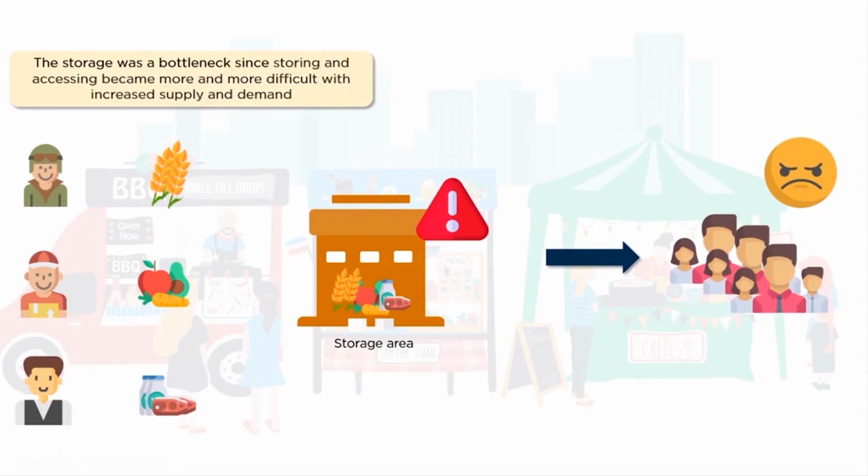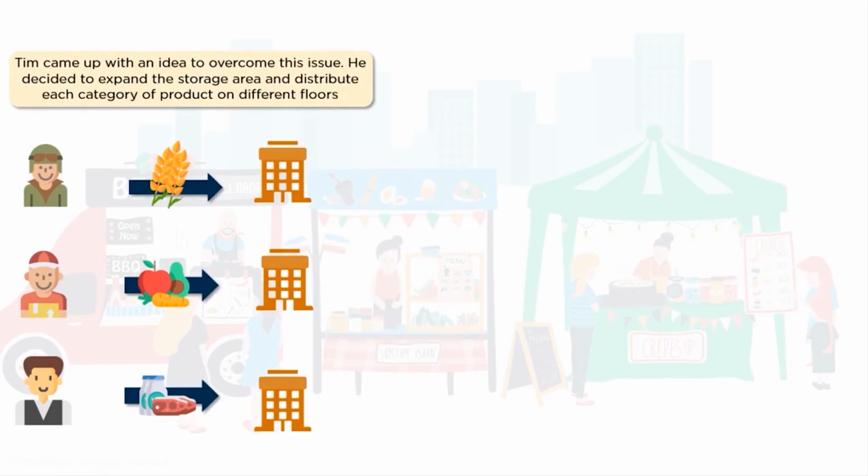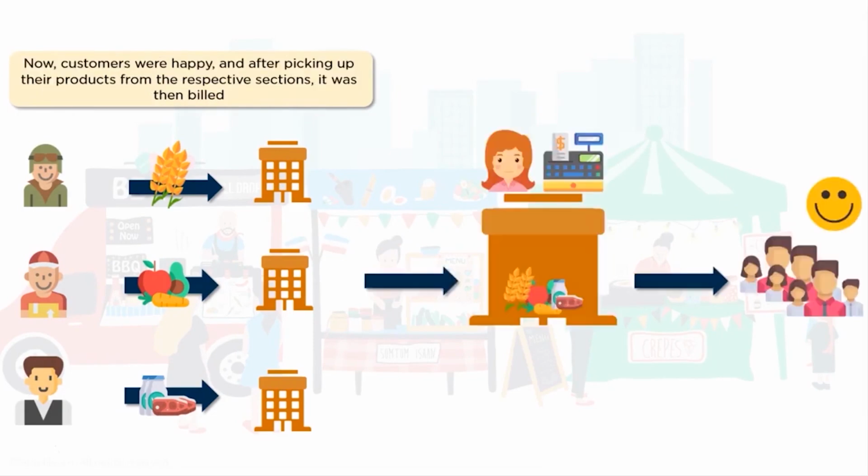And as it seems, storage was a bottleneck, since storing and accessing became more and more difficult with increased supply and demand. So what does Tim do? Tim came up with an idea to overcome this issue. He decided to expand the storage area and distribute each category of product on different floors. Now that's smart thinking. Customers were happy, and after picking up their products from the respective sections, the products could be billed.